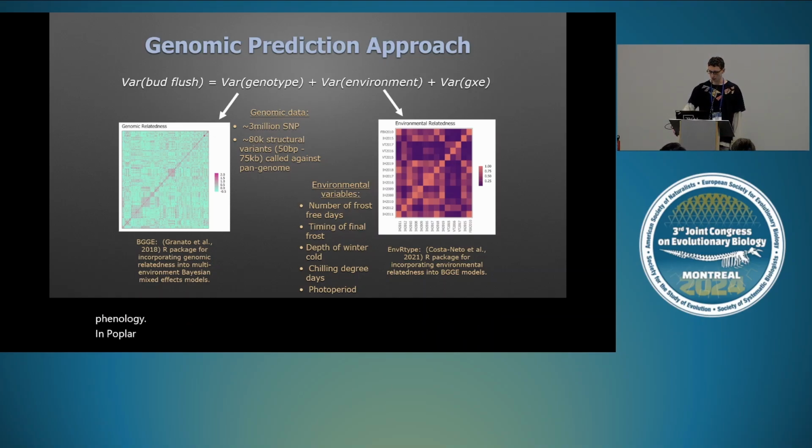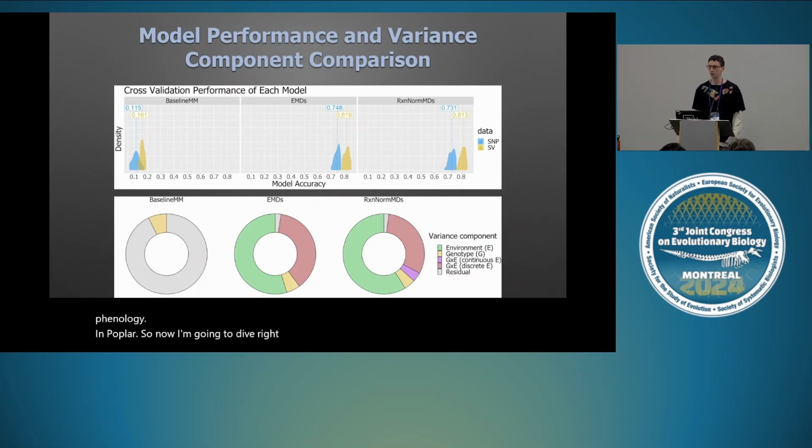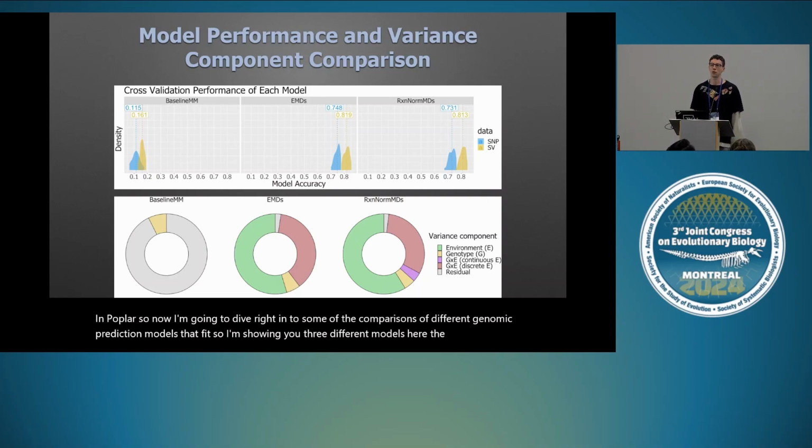So now I'm going to dive right in to some of the comparisons of different genomic prediction models I've fit. So I'm showing you three different models here. The top panel is how the model performed in cross-validation. So model accuracy is just the correlation between predicted and observed bud flush timing.